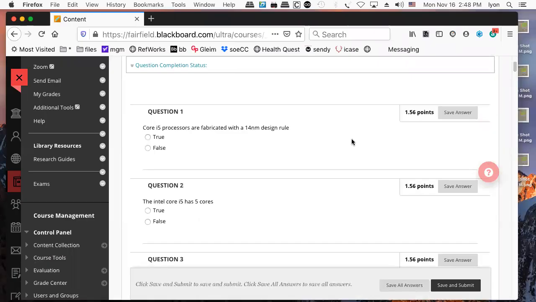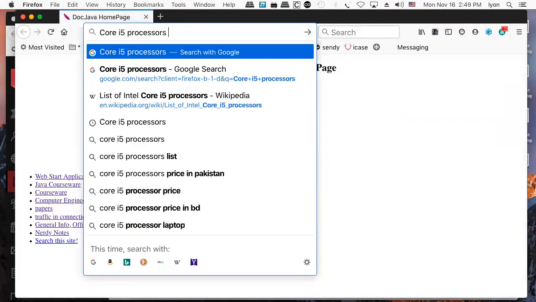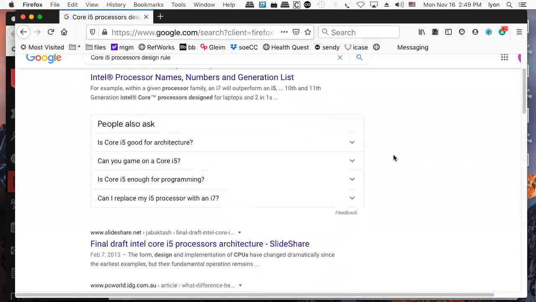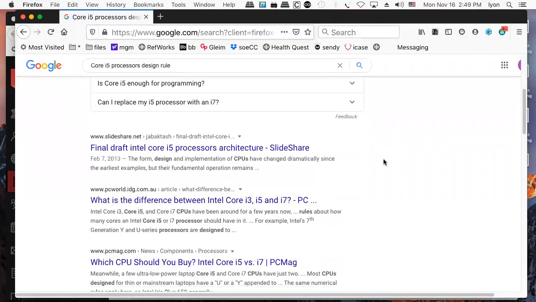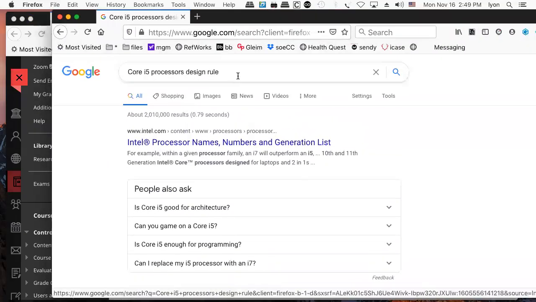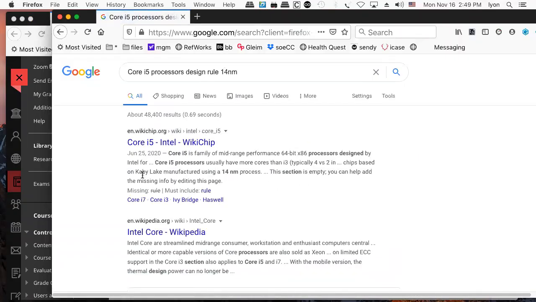So here's a statement. What is the design rule for the Core i5 processors? Well, you might say, I don't know. How would I find out? Well, just look it up. I think I said it was 5. What was it? 14 nanometer. That's not particularly small anymore. And there it is. It's called Kaby Lake, manufactured using 14 nanometer process.